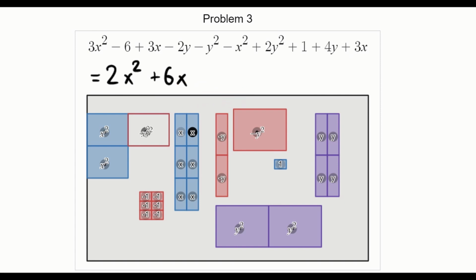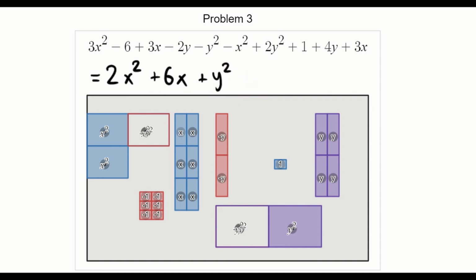Now let's go and group our y squares. We have a negative y squared and a positive 2y squared. So what's negative y squared plus 2y squared? These are going to cancel out, leaving us with plus y squared.